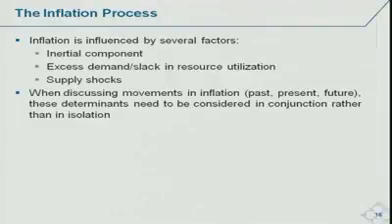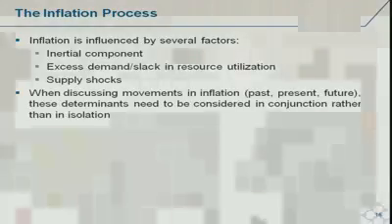Let me briefly talk about the inflation process. I'll present a very simple model, a very simple way that I think about the inflation process. It's sometimes referred to as a triangle model of inflation. There are three components: an inertial component, an activity gap measure, okay, we'll define those, and then supply shocks. Again, the takeaway point is that inflation is effectively affected by three factors. So you need to take into account all three factors when you're thinking about where inflation is heading. You don't want to simply focus on one of those factors.